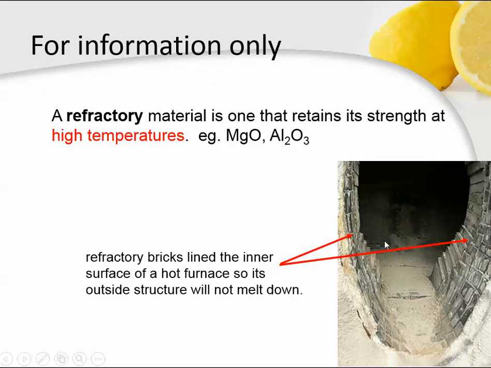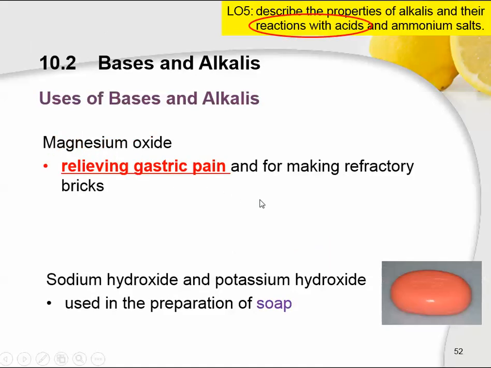You can see that this is actually the entrance of a kiln, of a furnace. And these refractory bricks line the inner surface of the hot furnace. The refractory material is to prevent the furnace from melting down. So a refractory material is one that retains its strength at high temperature. It does not melt, it does not deform. So this is another property of magnesium oxide. It has a very high melting and boiling point, so it can be used to make refractory bricks.